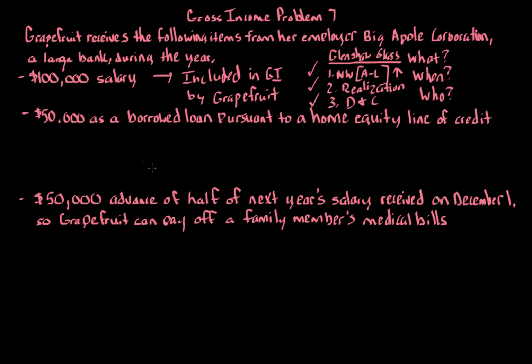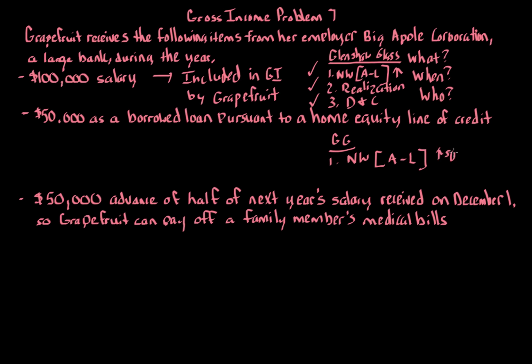All right, so the next item is $50,000 as a borrowed loan pursuant to a home equity line of credit. So this is a bank, a large bank, and they do loan money, and they're loaning money to one of their employees, Grapefruit. So the question becomes, going through Glenshaw Glass again, GG, right? Do we have a net worth increase? Does our net worth go up? Well, when Grapefruit gets the $50,000 cash from the loan, yes, assets go up. But what about liabilities? Liabilities also go up. A loan is a liability. A loan is what's owed to creditors and whatnot.